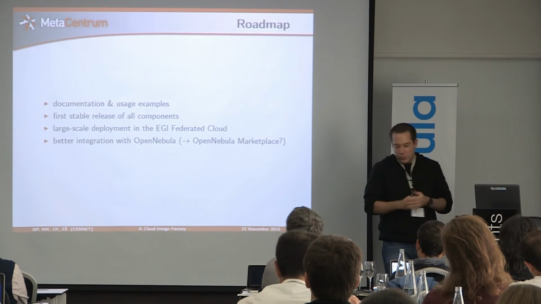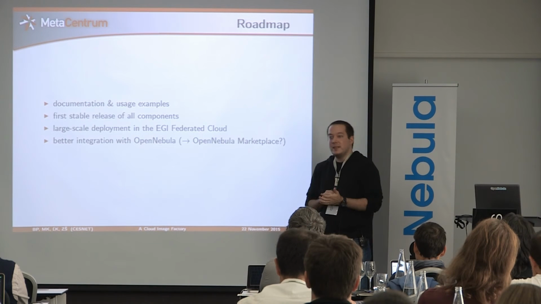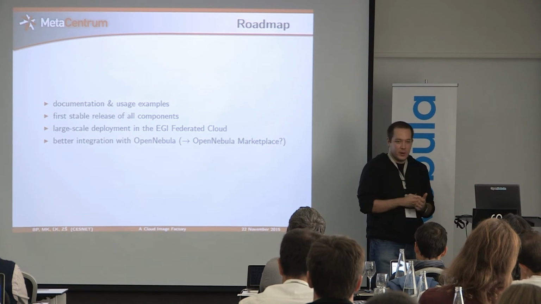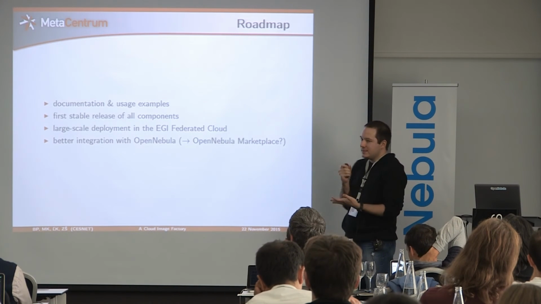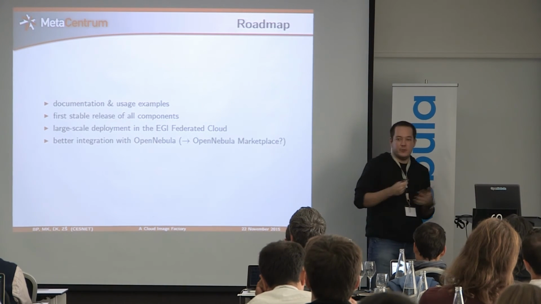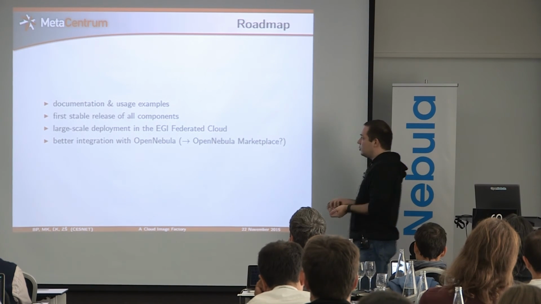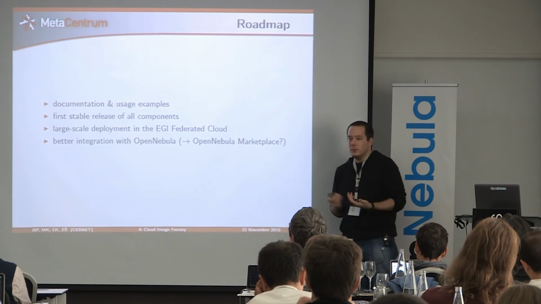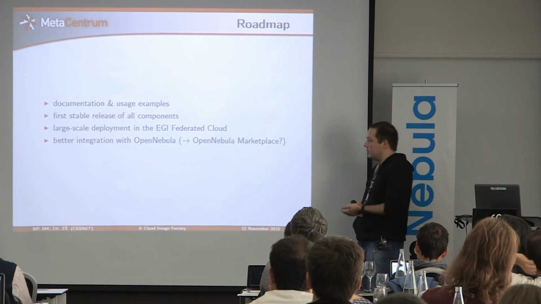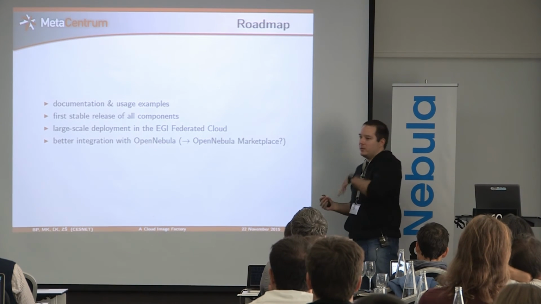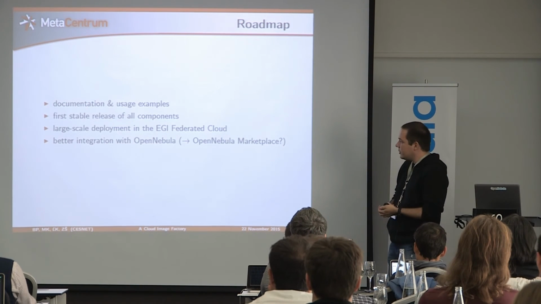So what's our future work or our roadmap? These tools are brand new, so we need to do a lot of work in documentation. We need usage examples, we need extensive testing, we need to make the first stable release, basically. And we also need to start deploying it in production. The part which fits into the EGI federated cloud will be deployed in the EGI federated cloud. The part that fits into our internal infrastructure will be deployed in our infrastructure.